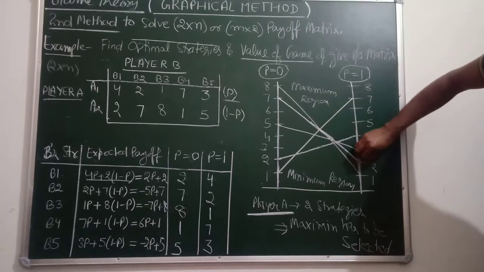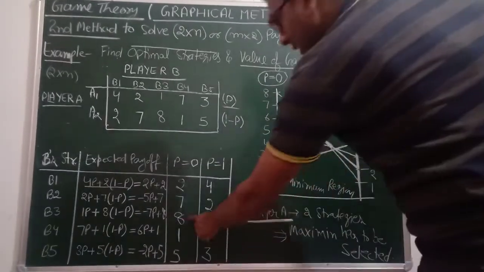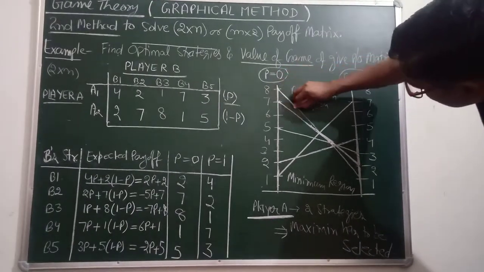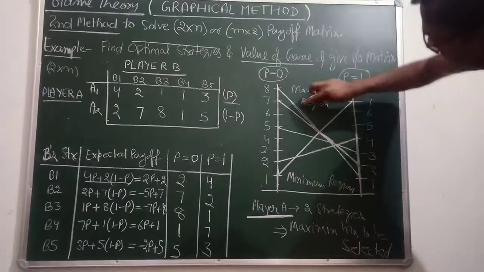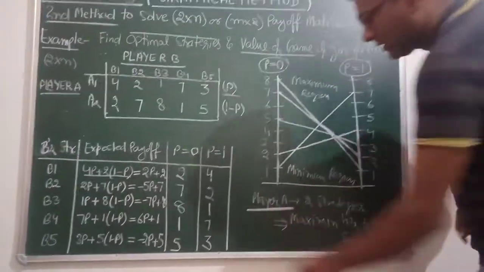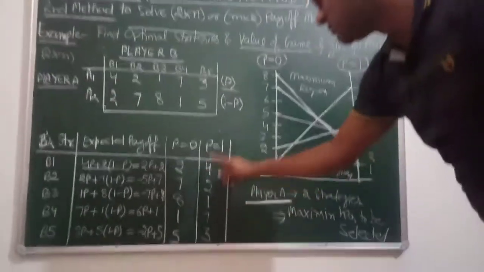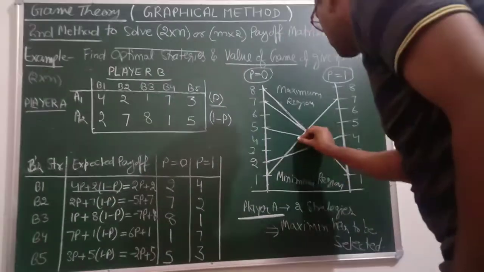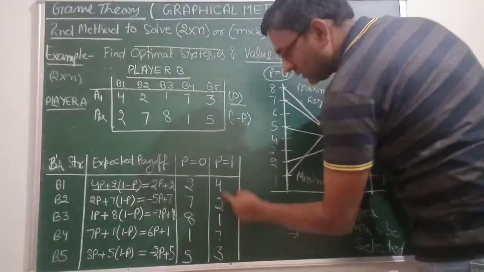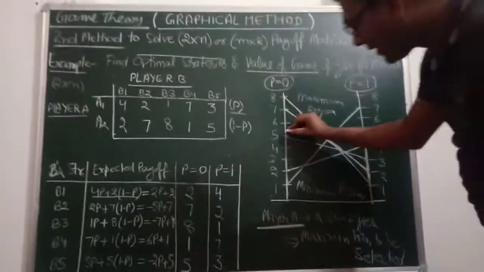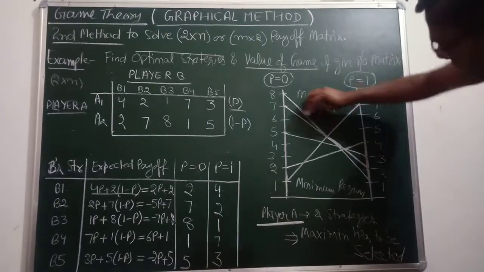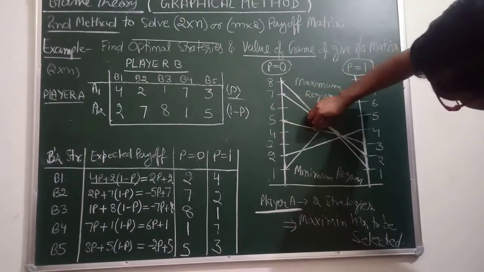7 has been joined with 2, then 8 with 1. This is 8, this is 1, so we are joining 8 with 1. Then 1 with 7: 1 is on P is equal to 0 and 7 is on P is equal to 1, so 1 with 7. Then the last one is 5 on P is equal to 0 and 3 on P is equal to 1, so 5 has to be joined with 3.